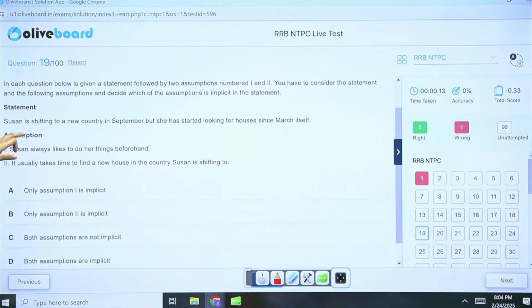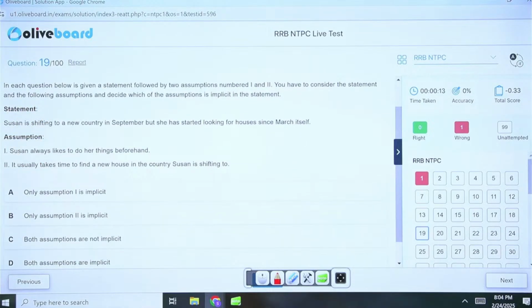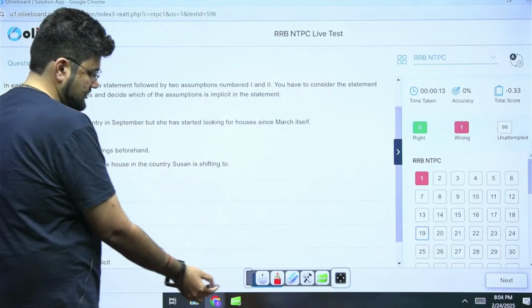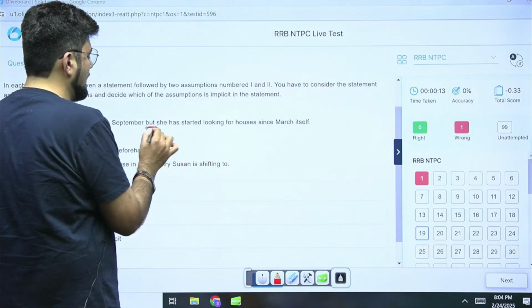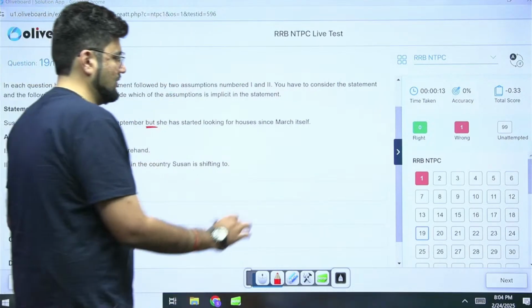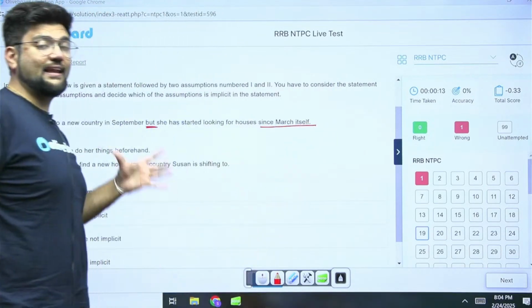Next question, question number 19. This is interesting and a pain point for many students. Critical reasoning. Okay, statement assumption. Now, Susan is shifting to a new country in September, but she has started looking for houses since March itself. Since March itself. Read the language of the question.